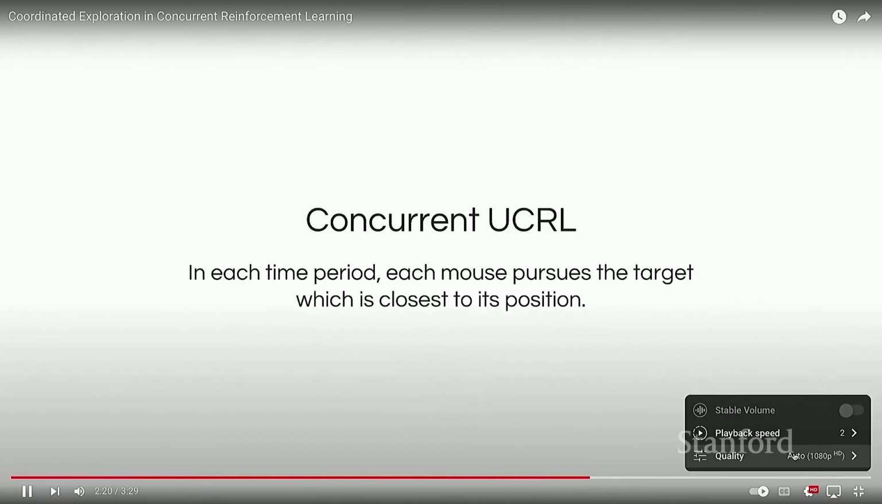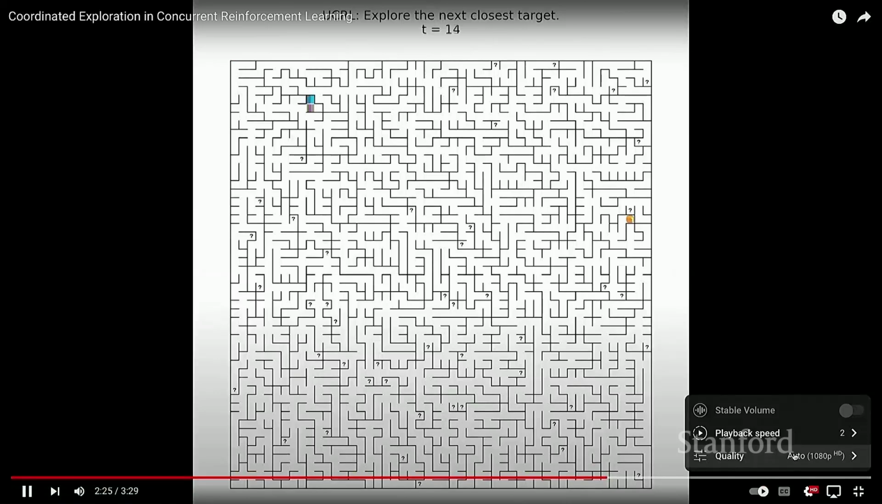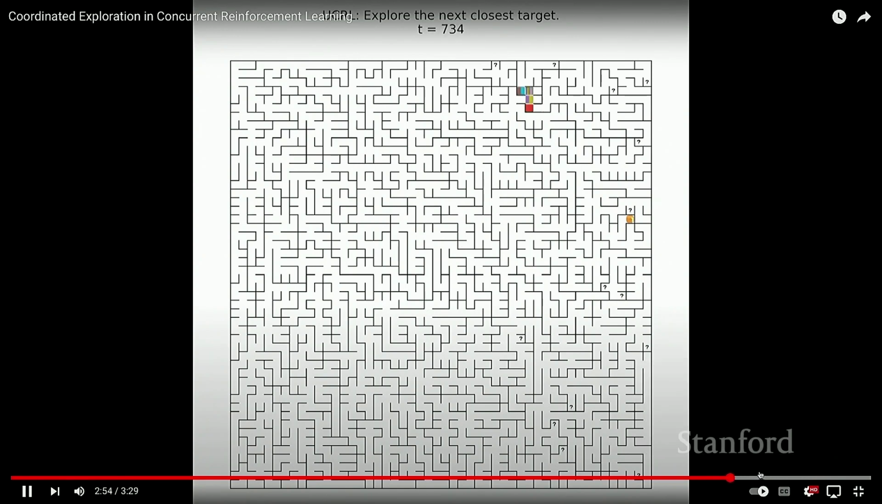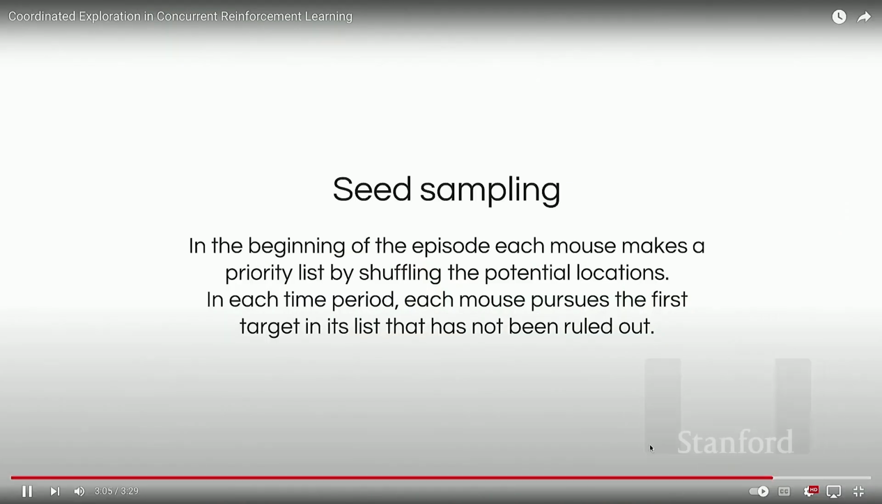Okay, so eventually it happens, right? But then you can get to concurrent UCRL, where, if you don't do something smart, this can end up being not very effective. And let me just see if I can skip ahead to the last part. Seed sampling, okay, good.